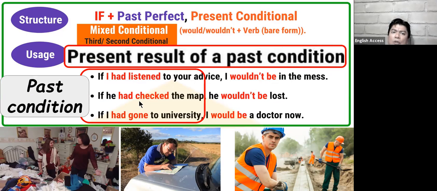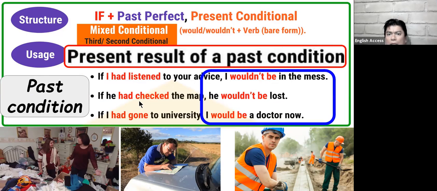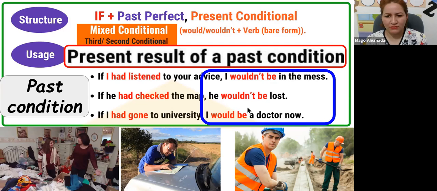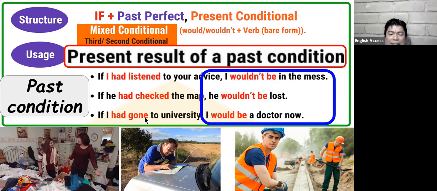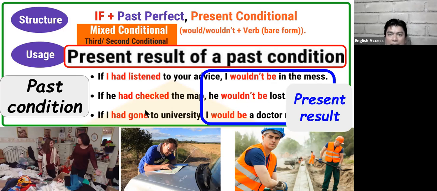It's a past condition. And on the other side, we have I wouldn't be, he wouldn't be, I would be. When is this? In the past or today? Today, present. It's today. Now, let's check the examples one by one.